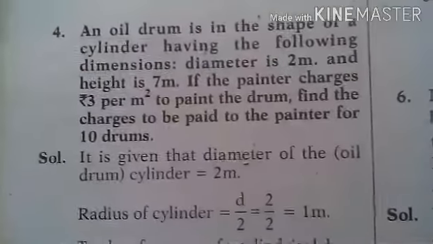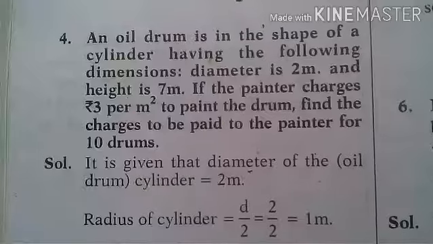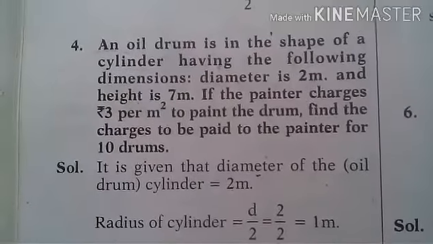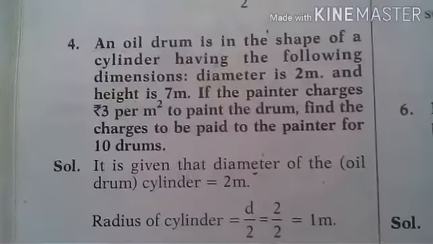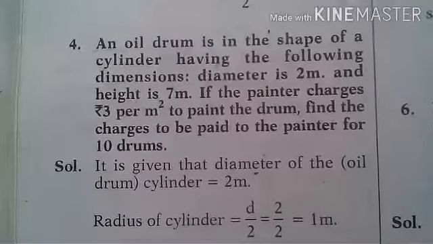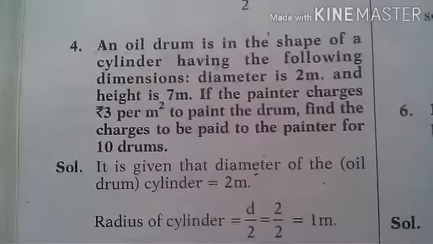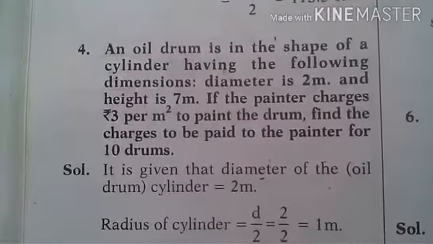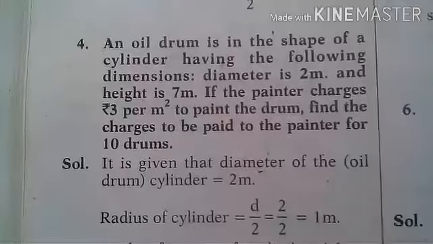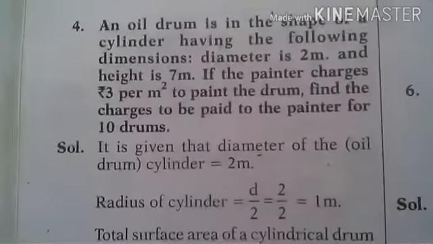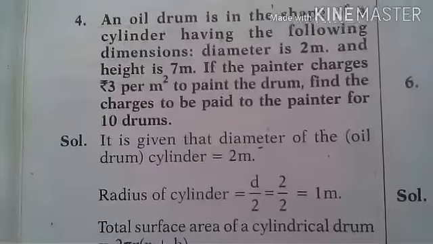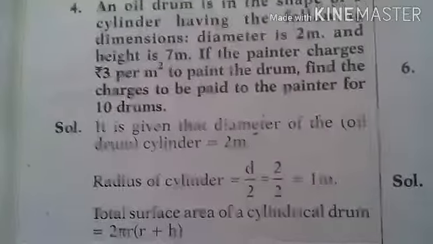In the second question, an oil drum is in the shape of a cylinder having the following dimensions. Diameter is 2 meters and height is 7 meters. If the painter charges 3 rupees per meter square to paint the drum, find the charges to be paid to the painter for 10 drums. So first we need to calculate the amount for 1 drum, then multiply it by 10 drums.